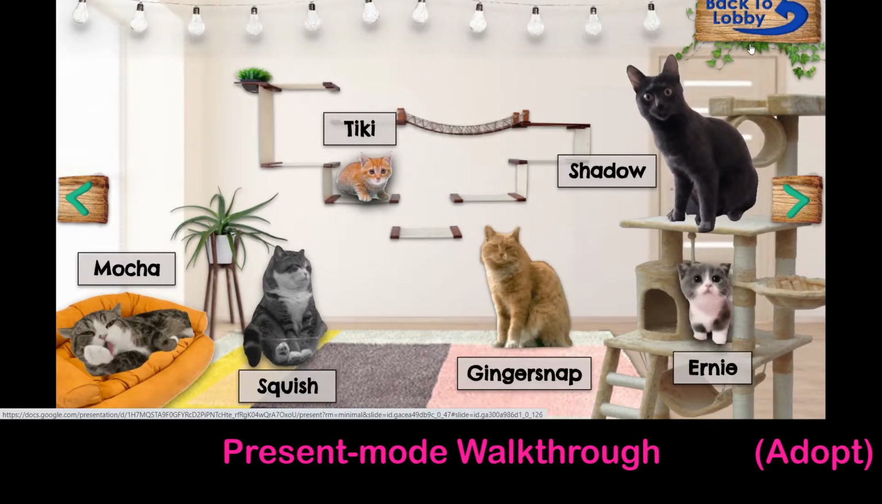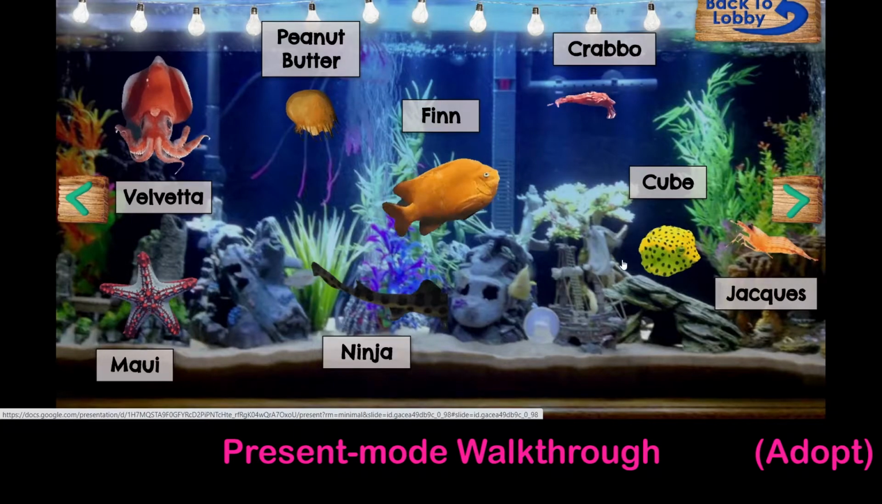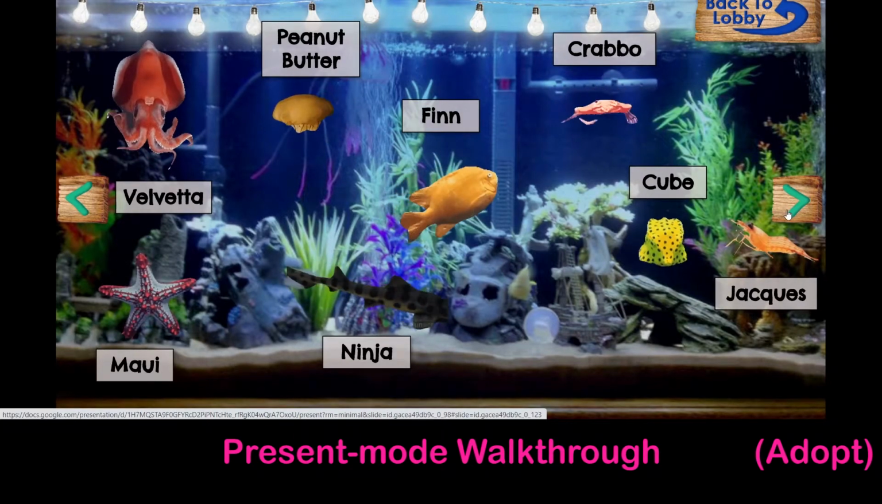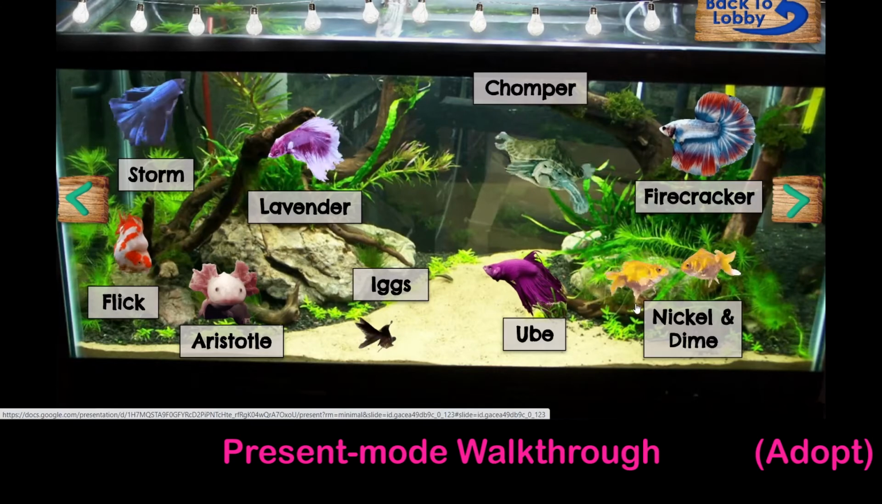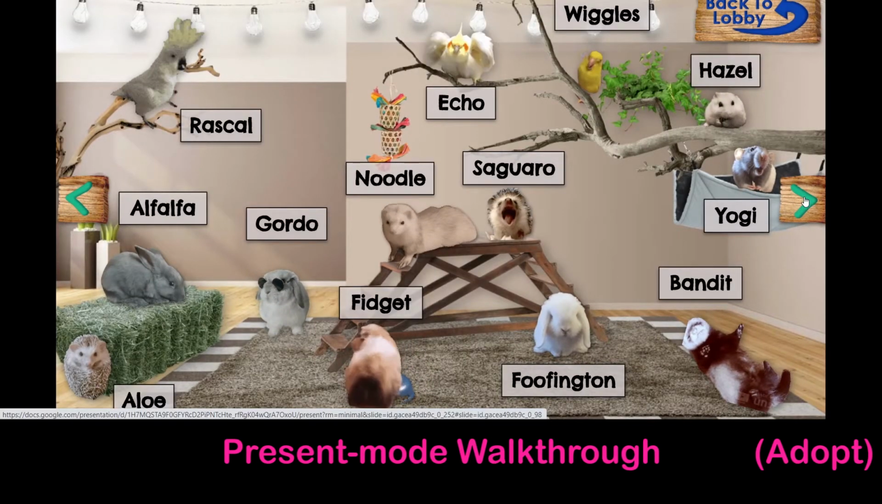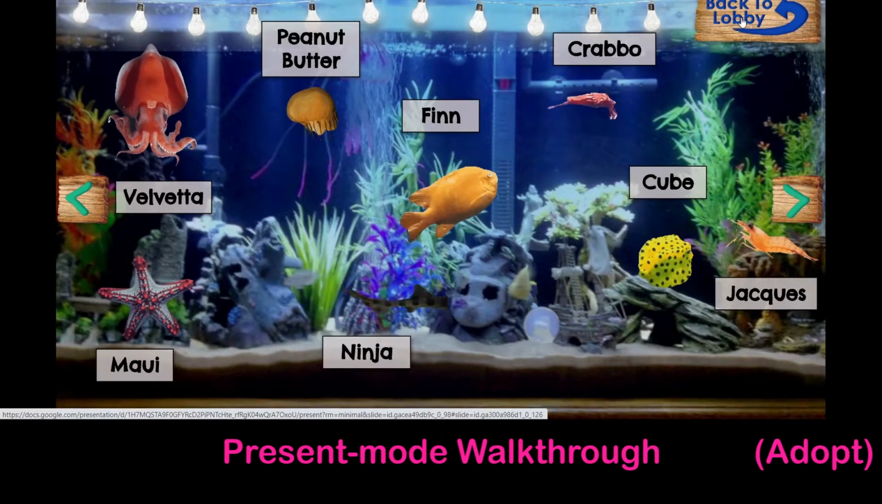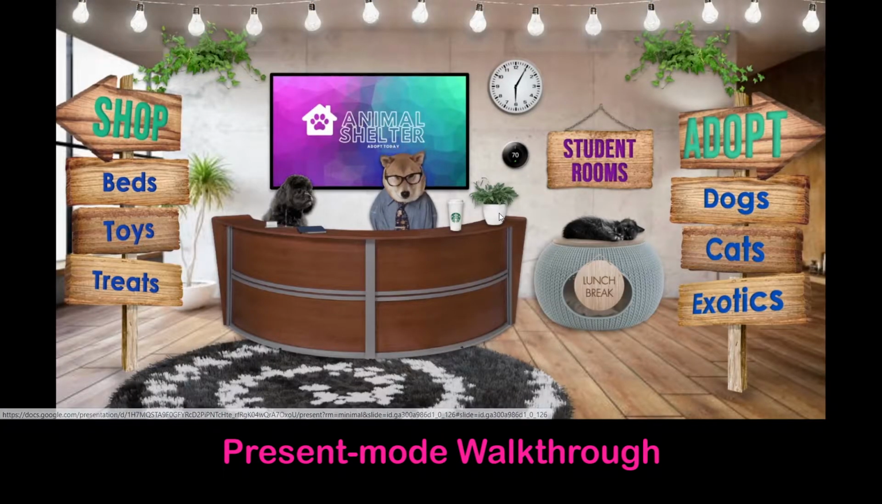Then it loops around. Go back to lobby. Exotic pets, we have saltwater fish here, freshwater fish, reptiles, and other pets like ferrets and bunnies and birds. And again, it loops around with the arrows, so we go back to the lobby.